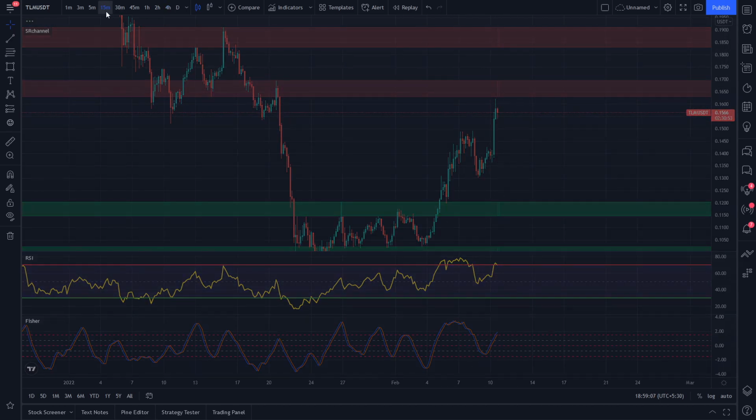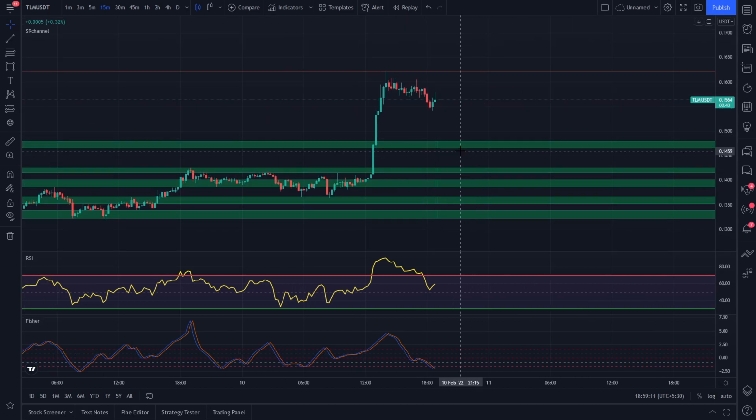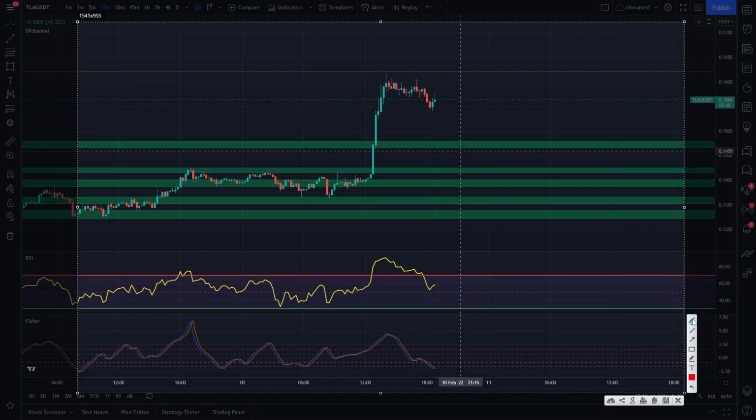It was a short trade on the 15-minute chart. I immediately took a short based on these conditions. You see the Fisher was at the overbought position, and there was a cross. The RSI was at the overbought position, and then TLM hit the resistance, and then there was a bounce. I immediately took a short, and bam, right now we have profits.